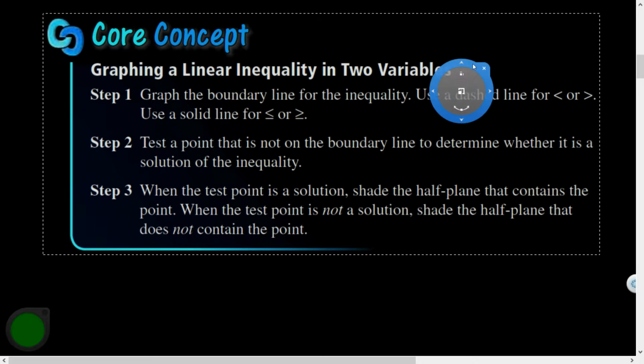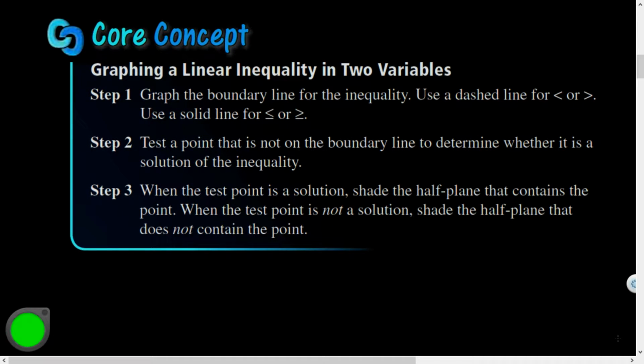So here's the process. If I'm graphing a linear inequality in two variables, first I graph the boundary line, like a regular line, y equals mx plus b, possibly. Then use a dashed line when it doesn't include the equal part, and use a solid line when it includes the equal part of your inequality.